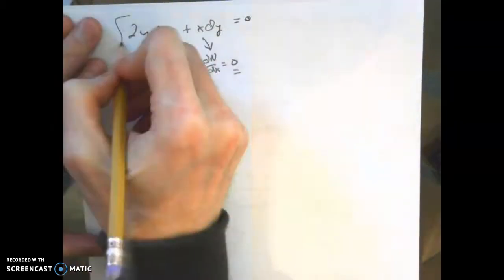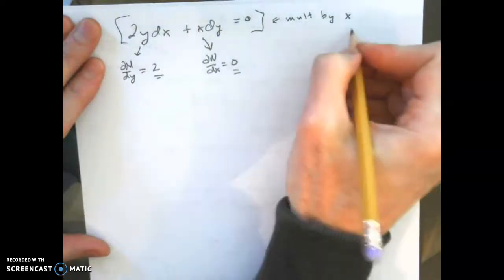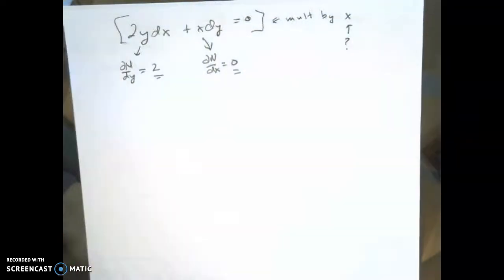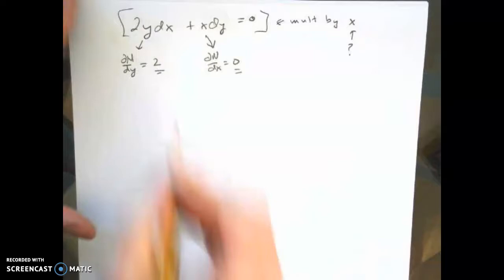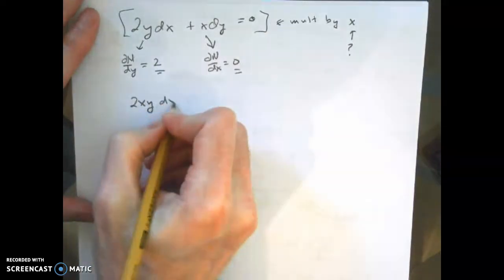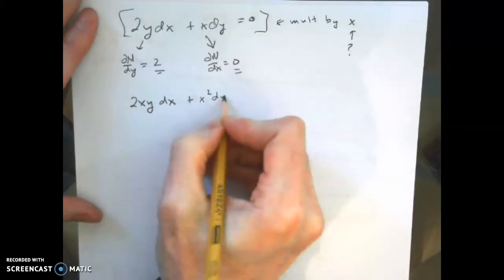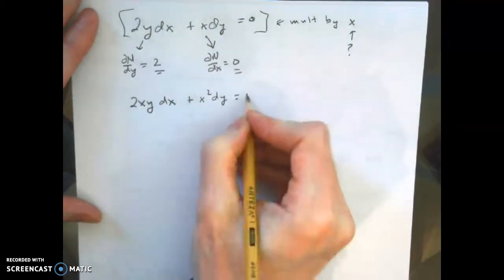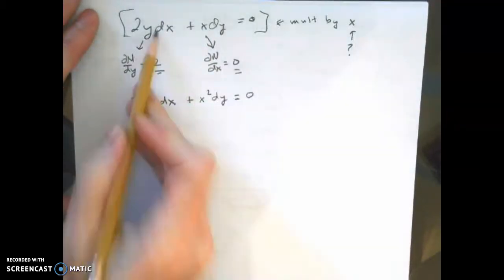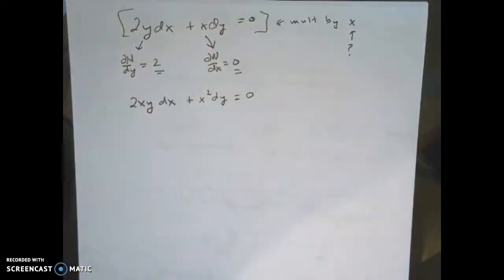But watch this. If I take this equation and I multiply both sides by x, and I think, why x? Well, bear with me for a second. But if I multiply both sides by x, 2xy dx plus x squared dy is equal to, multiply by x, we still get 0. I didn't really change this equation. I just kind of manipulated it into a different form.